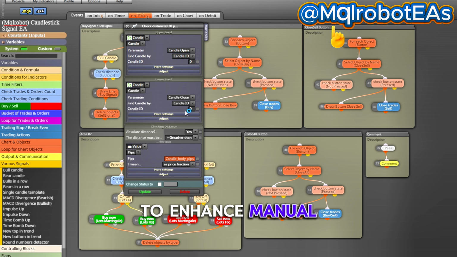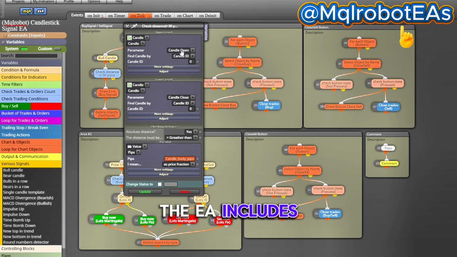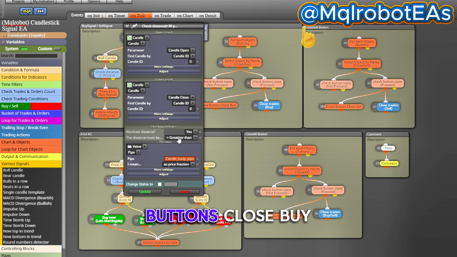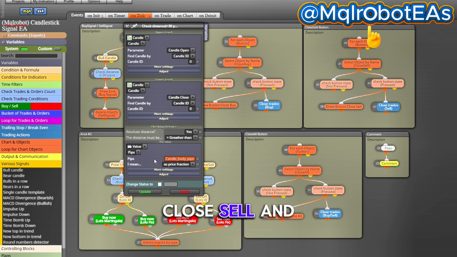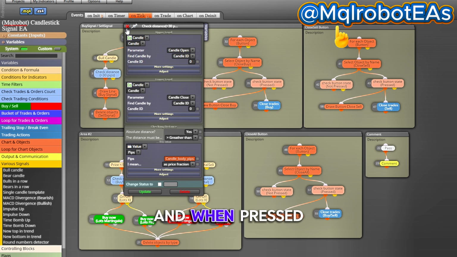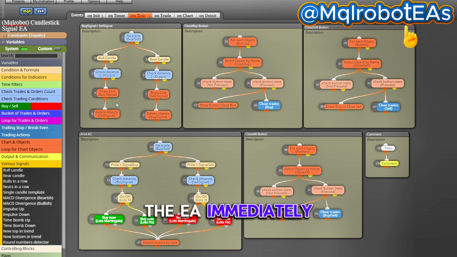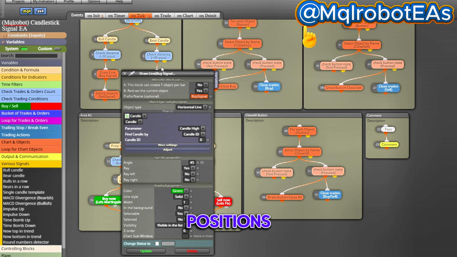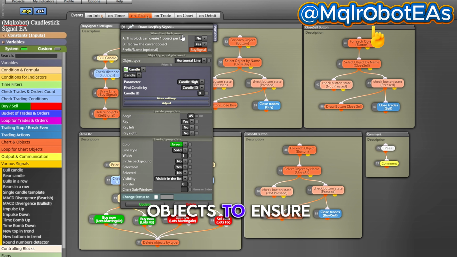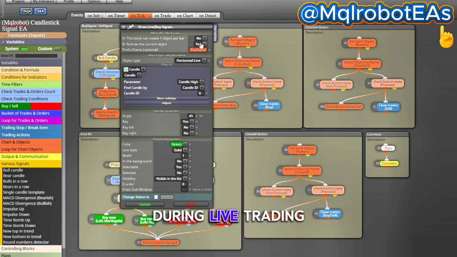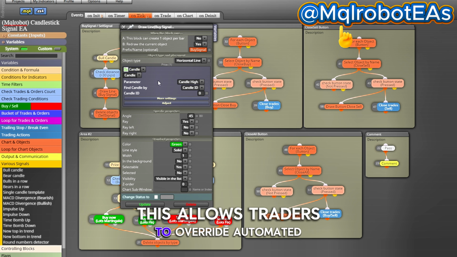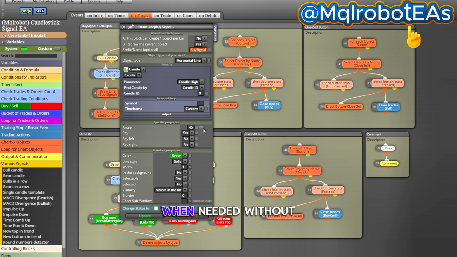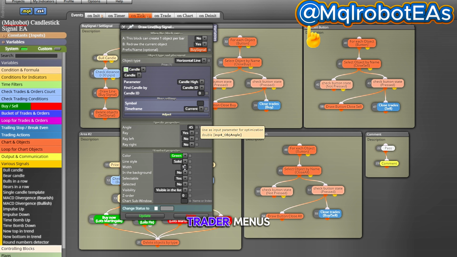configuration. To enhance manual control, the EA includes on-chart management buttons: Close Buy, Close Sell, and Close All. Each button is detected by name, and when pressed, the EA immediately closes all relevant positions and redraws the button objects to ensure smooth functionality during live trading. This allows traders to override automated operations when needed without going through MetaTrader menus.